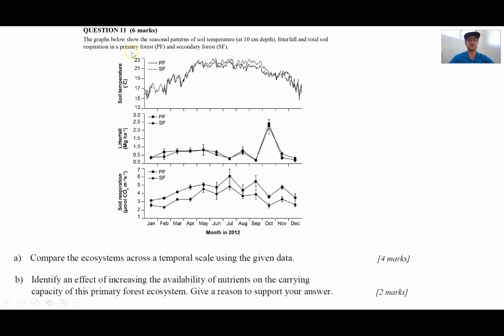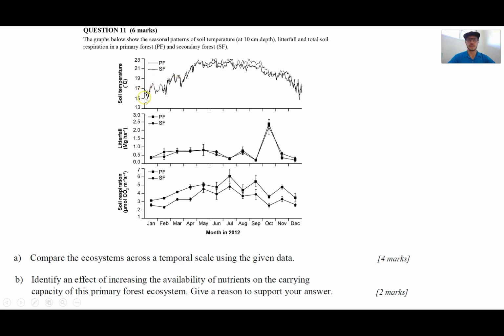So this graph below shows seasonal patterns, so it's within a year, 2012, of soil temperature, amount of litterfall, and soil respiration. So how much oxygen is released, carbon dioxide is taken in plants within the soil. In both a primary forest and a secondary forest. So that means early stage forests, later stage forests closer to climax community.